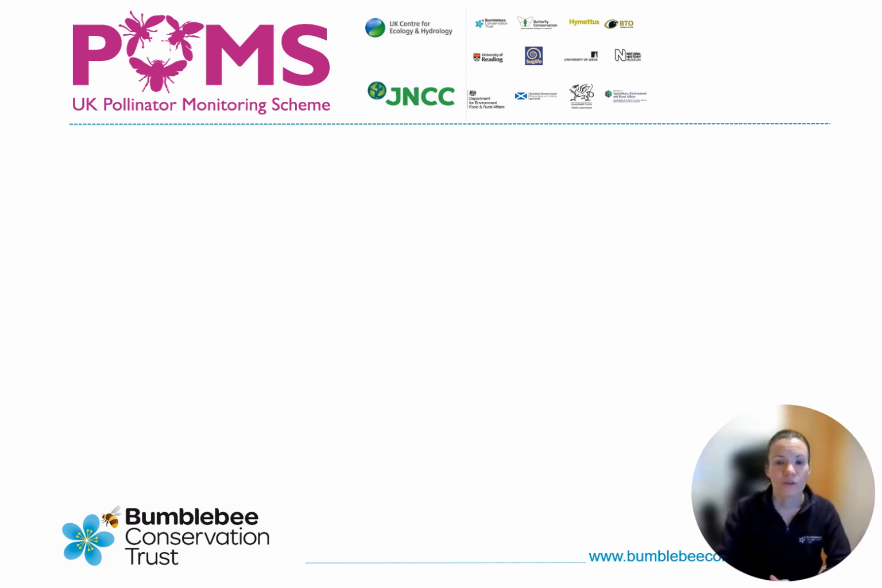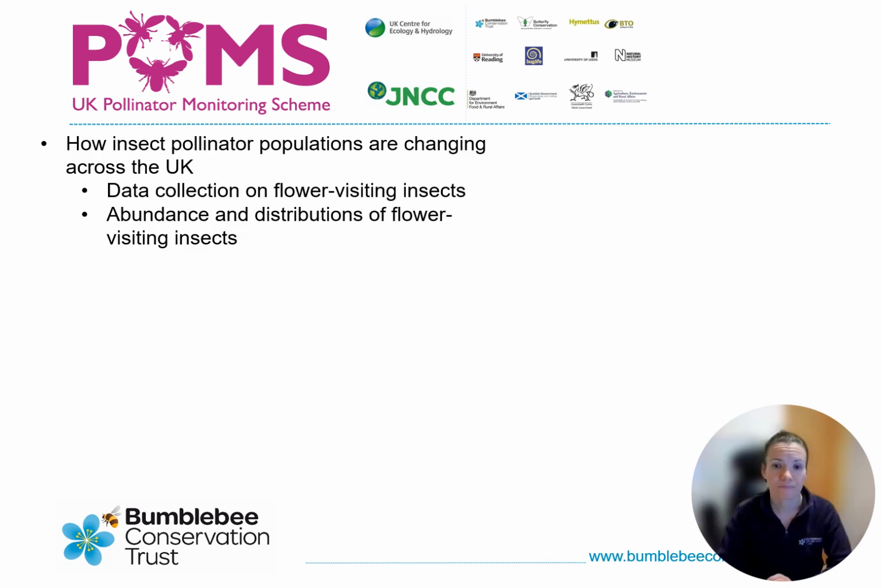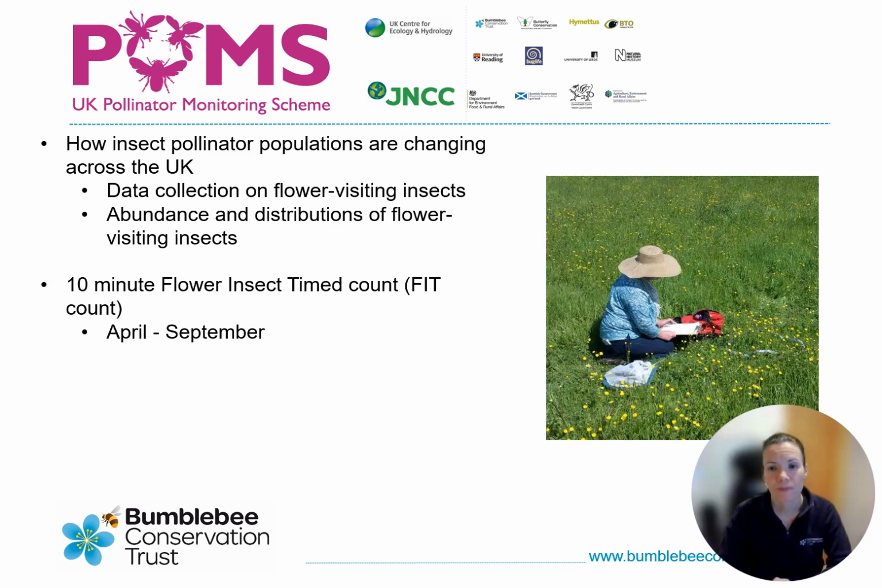So I'll move on to the UK Pollinator Monitoring Scheme. We're a partner in the scheme, which is coordinated by UK CEH, and was started in 2017. The aim of the scheme is to look at how insect pollinator populations are changing across the UK, looking at the abundance and distribution of flower visiting insects. It's split into 2 different survey streams.